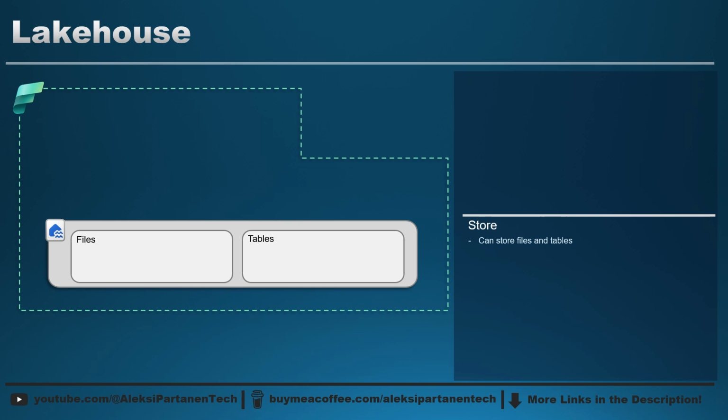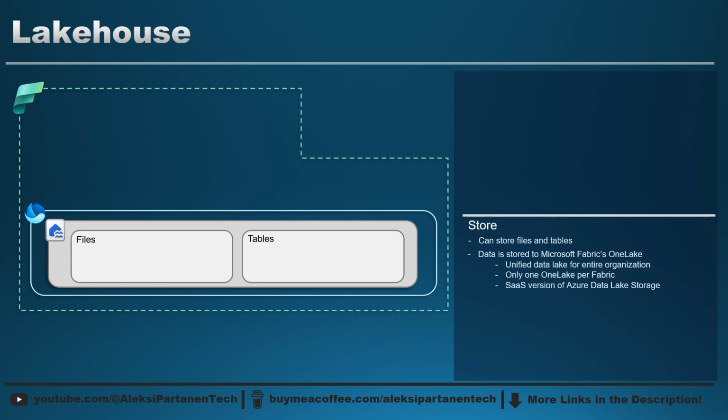A good thing to rehearse here is that when we are storing data to Lakehouse, we are actually storing it to OneLake under the hood. And using Lakehouse is just one way of storing data to OneLake. That is the underlying data store in Microsoft Fabric. That is basically this unified data lake for the entire organization. And there is only one OneLake per Fabric, like the name implies.